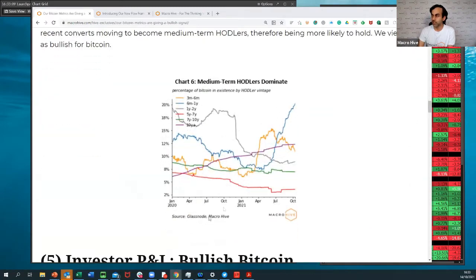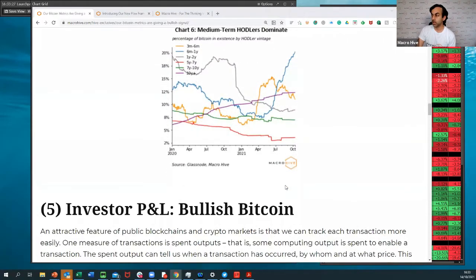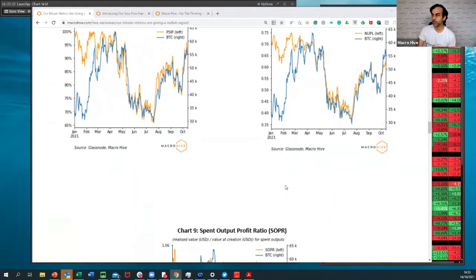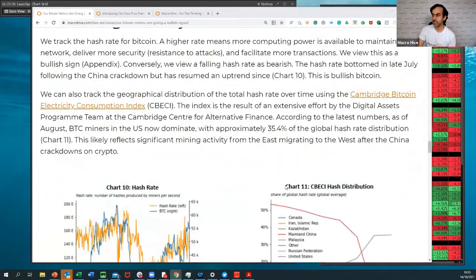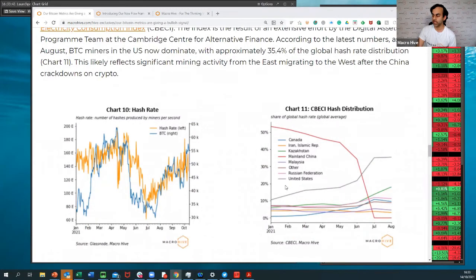HODLer dynamic, we think, is positive, especially as we see the 6 month to 1 year HODLers are increasing, which means that people who bought it 3-6 months ago, who have now become 6 month to 1 year vintage, are holding on to their Bitcoin. So the new entrants into the Bitcoin market are holding on. The P&L so far all looks fairly positive. People have profit; they're in the black, which is positive. And then the hash rate and the stability of the system seems quite positive overall as well.